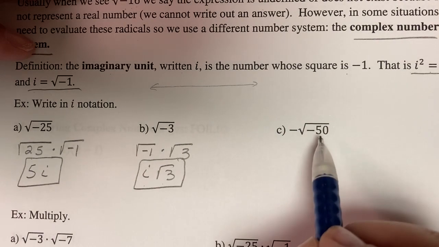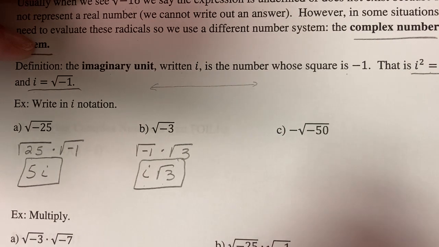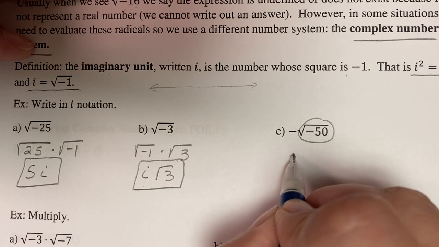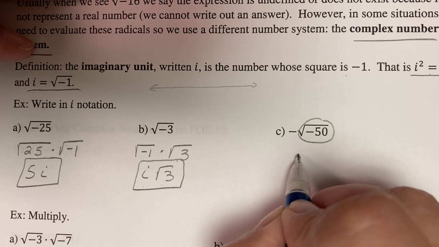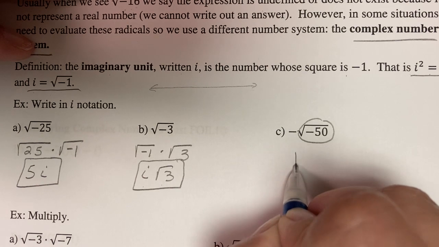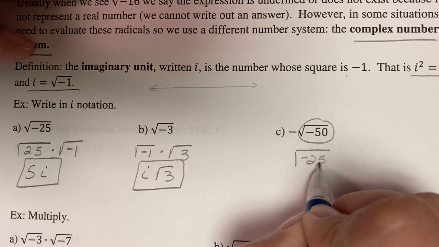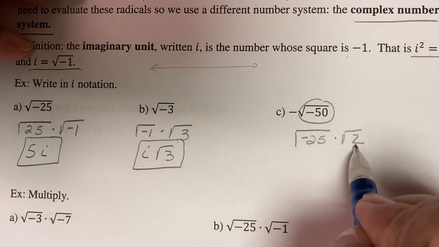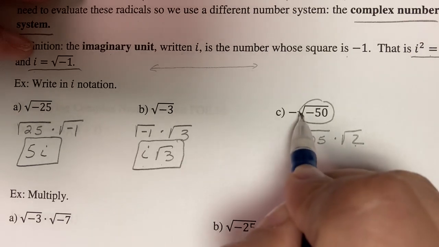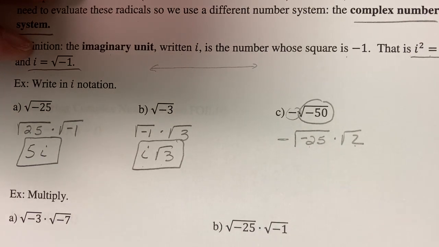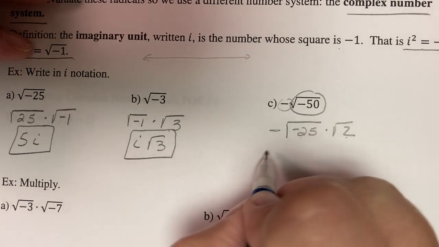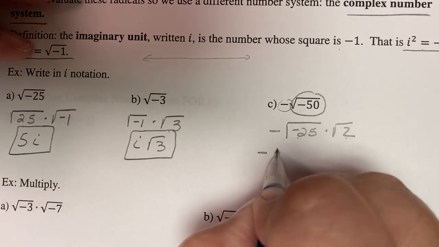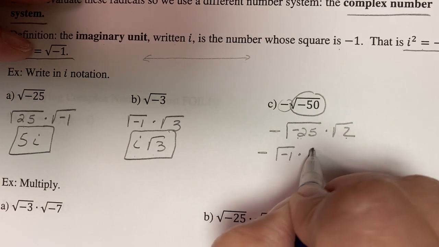Let's work on C. Well, first of all, let's work on this part right here. So we know that the square root of negative 50 would be the square root of negative 25 times the square root of 2. Hopefully we can all agree with that, because negative 25 times 2 is negative 50. And then don't forget about this negative sign in there, so we're going to pop that out there. Well, we can split up the square root of negative 25 as the square root of negative 1 times the square root of 25.